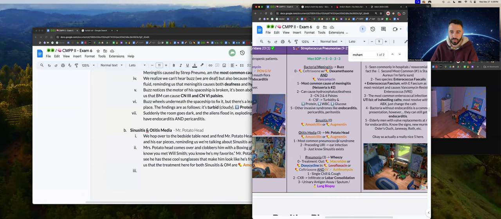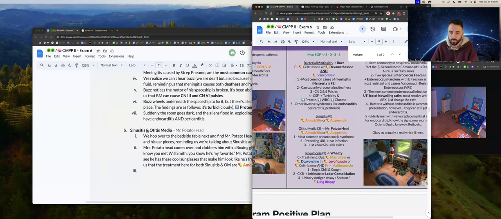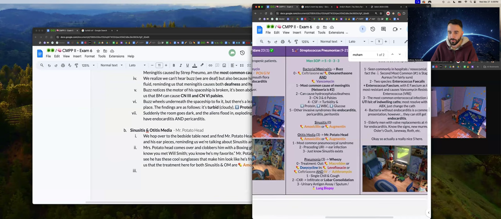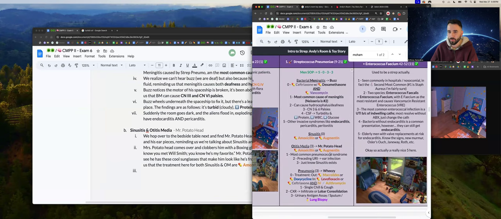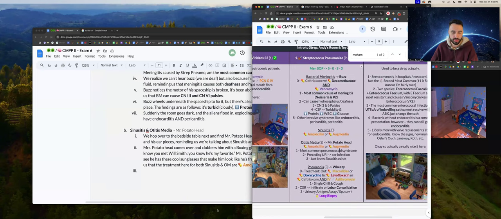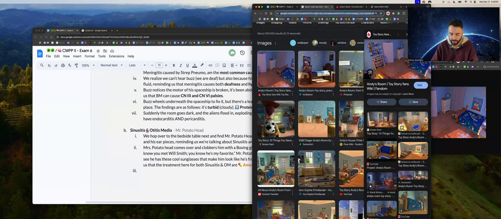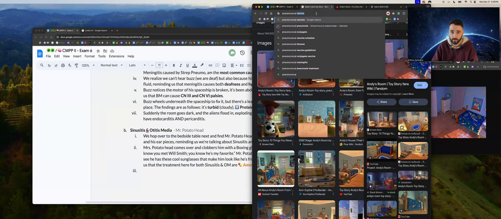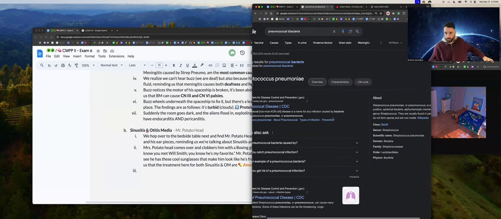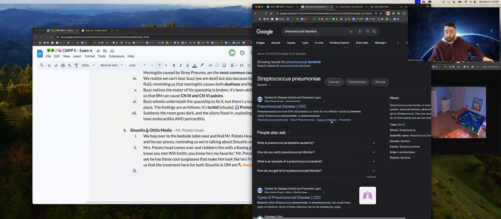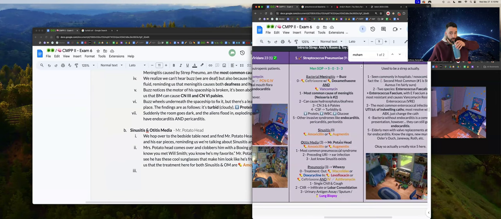So we're moving on to otitis media now. All right, the most common pneumococcal syndrome is otitis media. So pneumococcal in general is going to be the type of bacteria here. Oh, is that just literally a synonym for Strep Pneumo? I didn't know that. Okay.